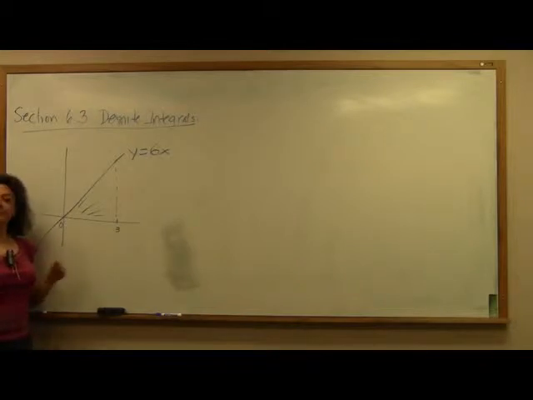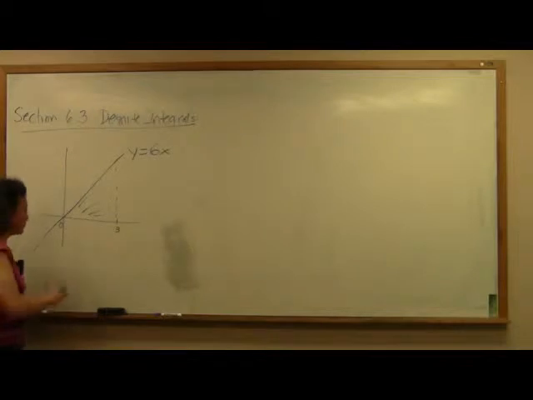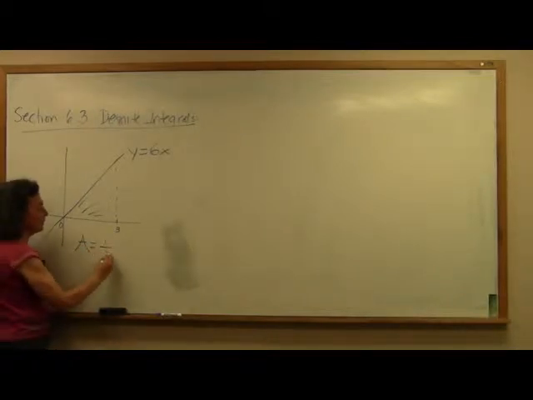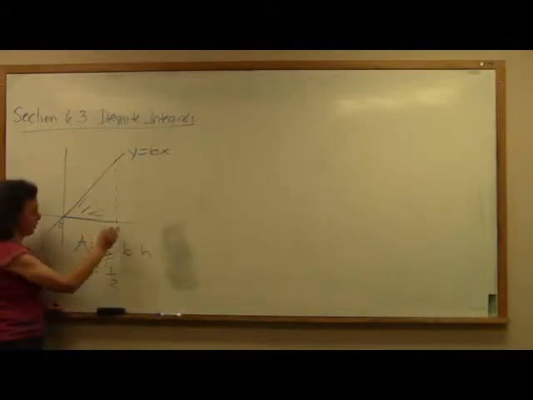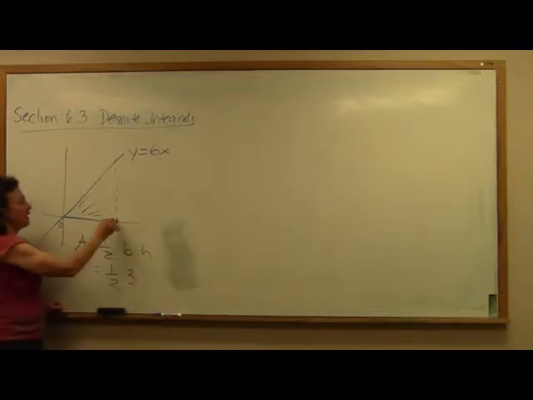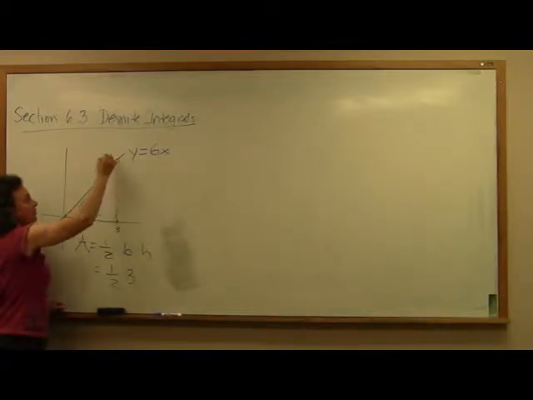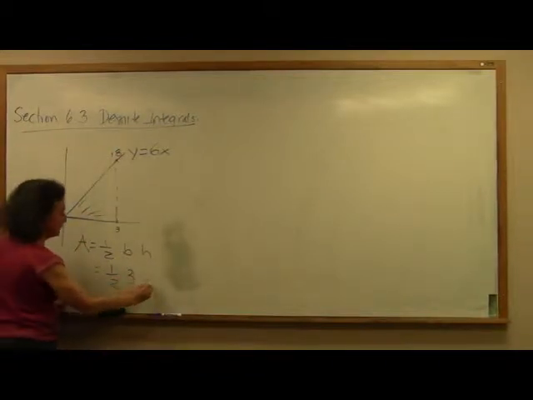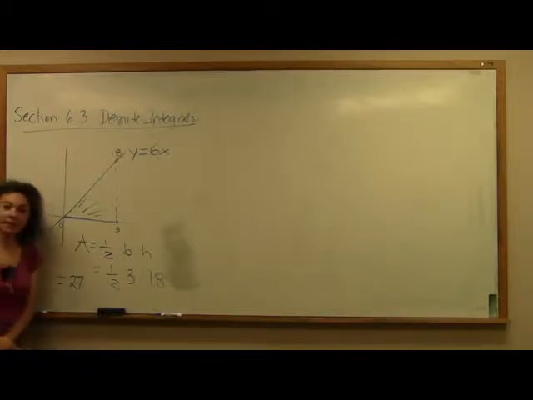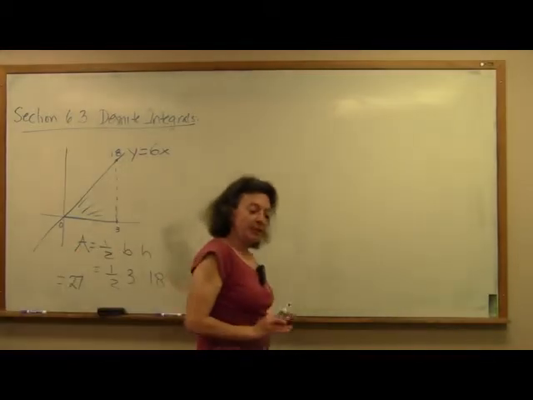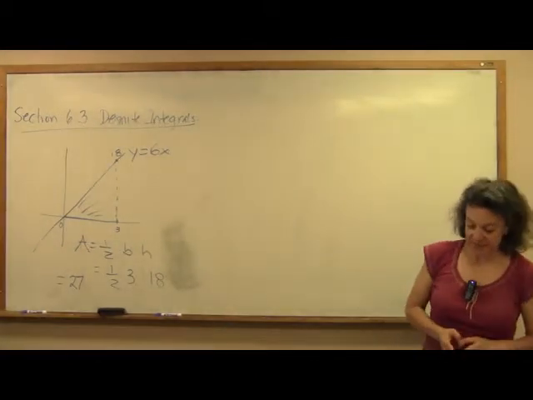In other words, I want to find the area of this region, bounded by this line and the x-axis. That's something we can do because it happens to be a triangle. We know the area of a triangle is 1/2 times the base times the height. So we get 1/2, my base is 3. Now what's my height? My height is my function value at 3, which I think you'll grant me is 18. If we compute that, we get 27. I want you to keep that in mind as we proceed through this section.